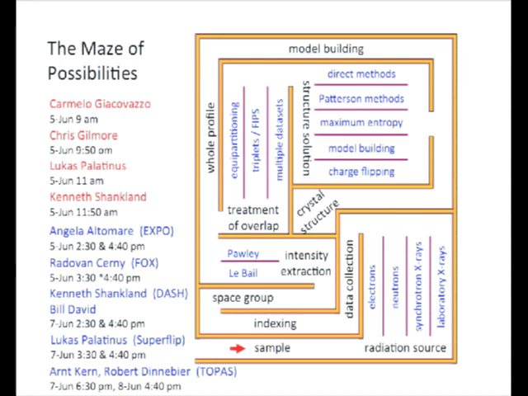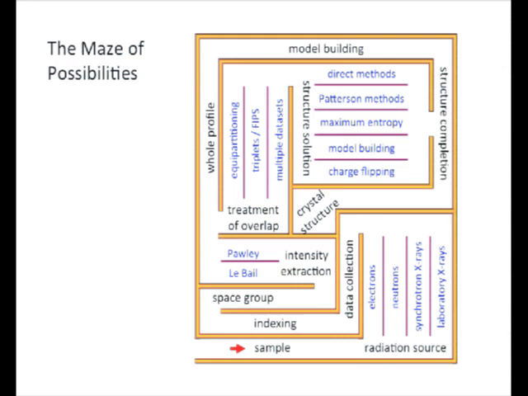Okay. What's here? We now have a model for our structure. It's usually missing something: a solvent molecule, the carbon at the end of a wiggly chain, the template in a zeolite. We want to find that, and so we have to complete our model. Again, there's no specific lecture on this topic, so I'm going to jump out again.